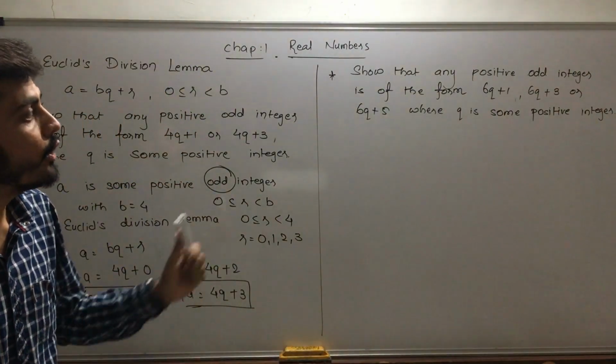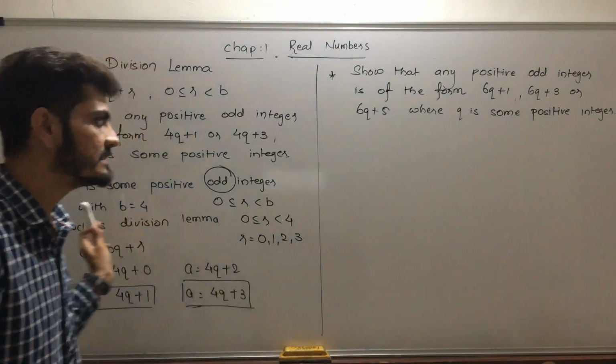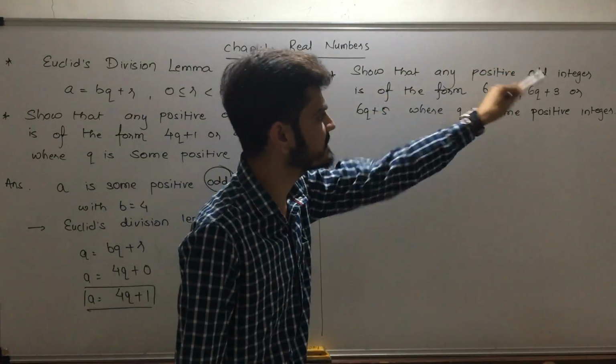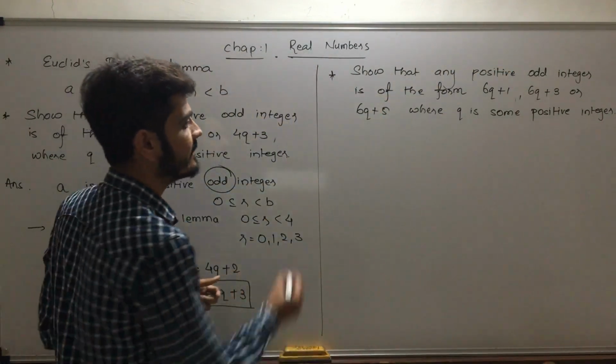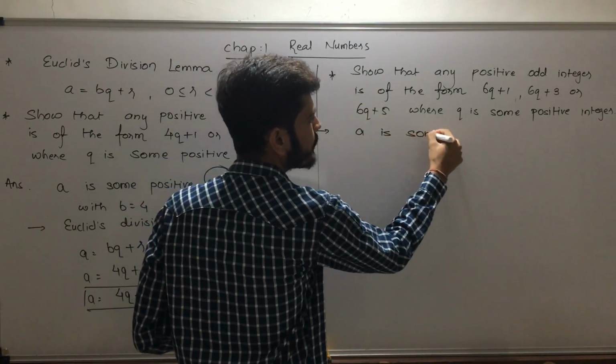In this case now, show that any positive odd integer is of the form 6q plus 1, 6q plus 3 or 6q plus 5, where q is some positive integer. This is a similar case to the previous question, but here it is 6q plus 1, 6q plus 3, 6q plus 5. So let's start with A is some positive odd integer.